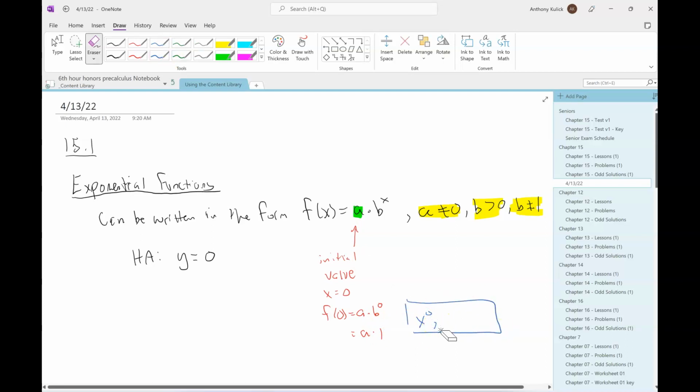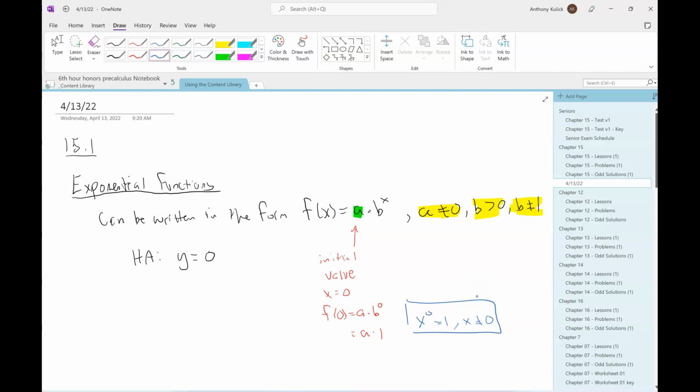Remember, anything other than 0 to the 0 power is 1, right? 0 to the 0 is undefined. Yeah, it's one of those indeterminate forms. Depending on how you look at it, it could have multiple different correct answers, which is why we call it undefined, because it doesn't have a single value. So f of 0 is just going to be a, right? That's why we call it the initial value.